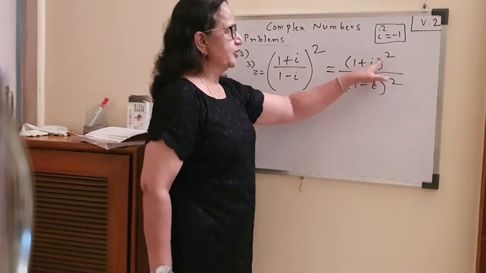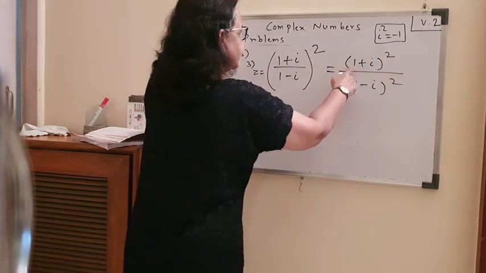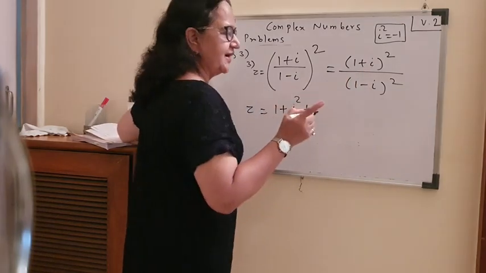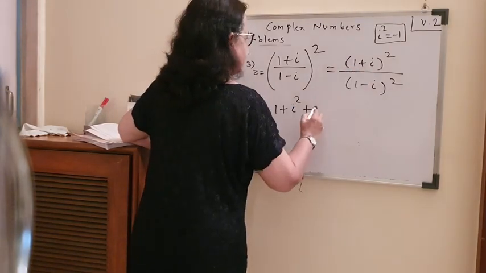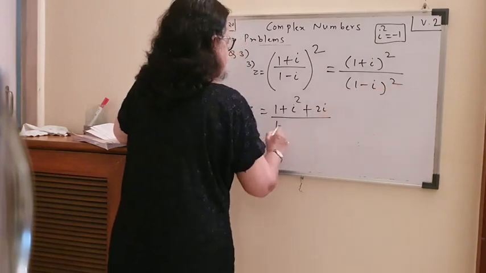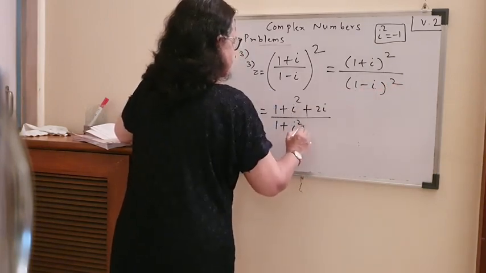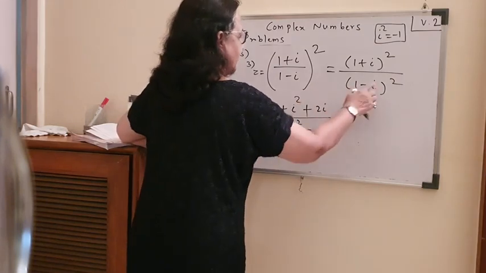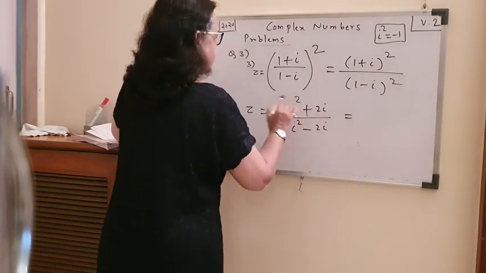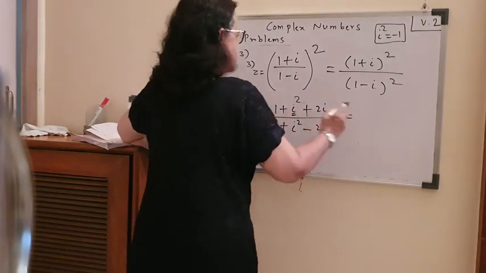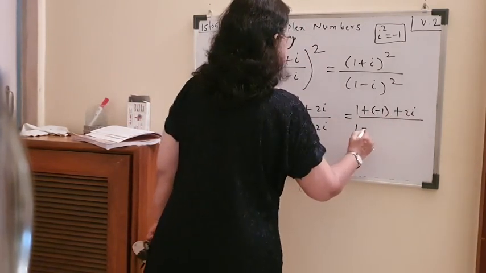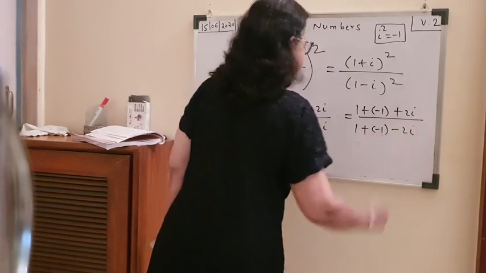Open out. a plus b the whole square. What is the formula? a square, that is 1, plus b square, that is i square, middle term twice ab, 2 into 1 into i, that is 2i. Down, again, a minus b the whole square. So a square plus b square and minus 2ab, 2 into 1 into i, that is 2i. So wherever I say i square, I should write minus 1. So first term 1, then minus 1 and plus 2i. And down again 1 plus minus 1 minus 2i.